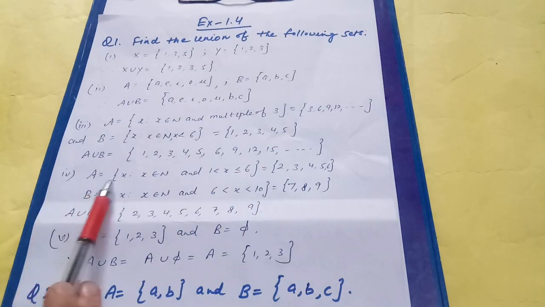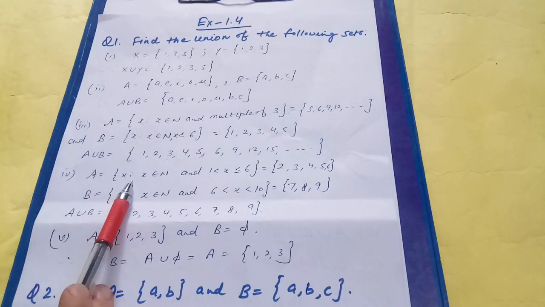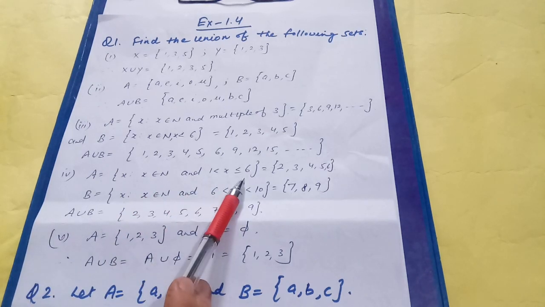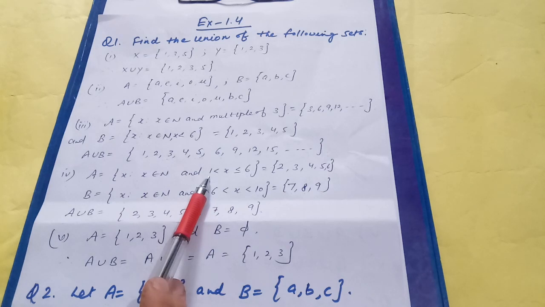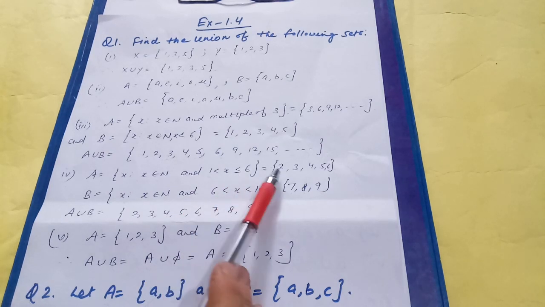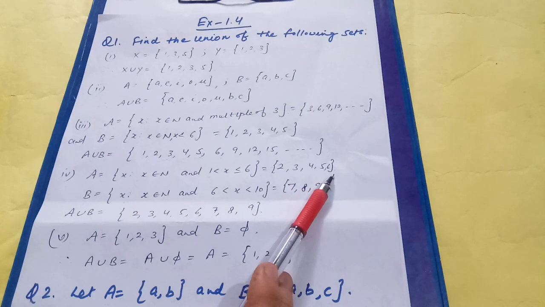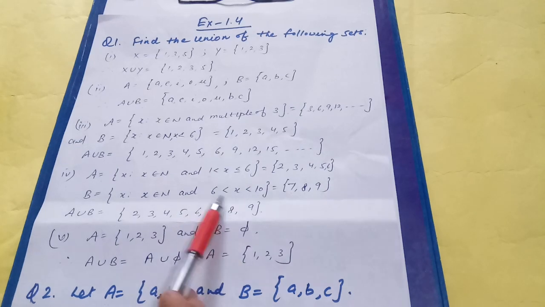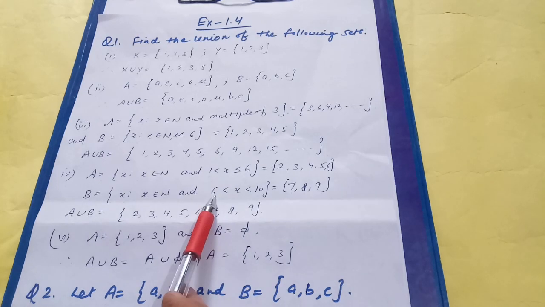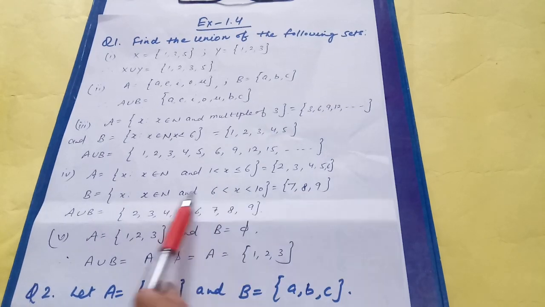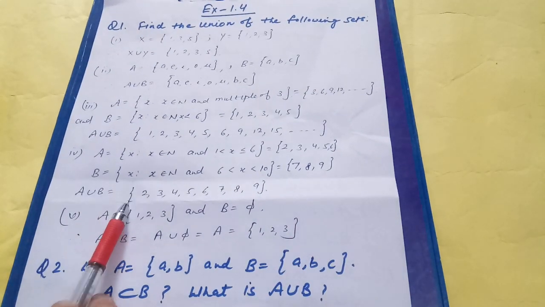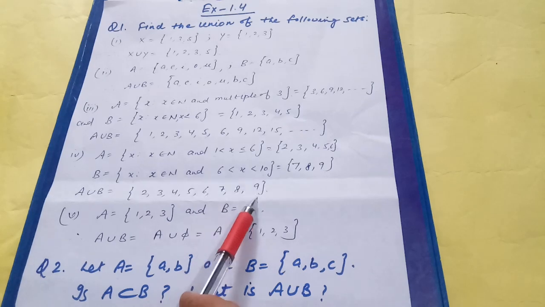In fourth part, A set equal to the set of all those x such that x is a natural number and x lies between 1 and 6. But here 1 is not included, 6 is included. So the elements are 2, 3, 4, 5, 6. And B set equal to the set of all those x such that x belongs to natural numbers and x lies between 6 and 10. Now 6 and 10 are not included. We have to take natural number elements which are in between 6 and 10, that are 7, 8 and 9. Therefore A union B is equal to 2, 3, 4, 5, 6, 7, 8, 9.